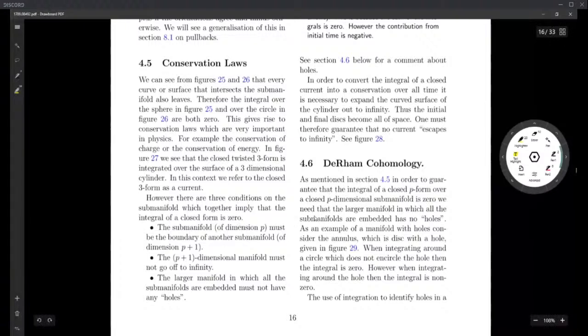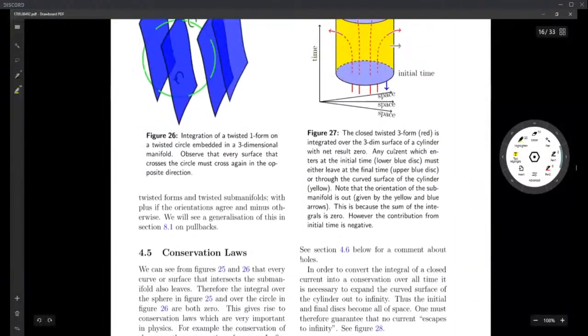So, 4.5, conservation laws. What are conservation laws? Some conservation laws that we know are the conservation law of thermodynamics, conservation of energy, conservation of current, and all of that. So then how does differential calculus come in there?